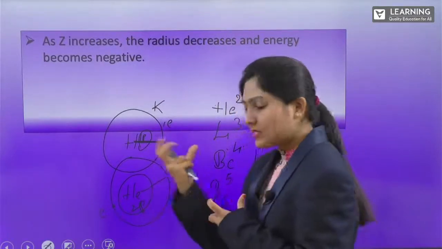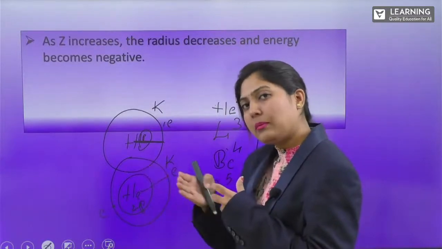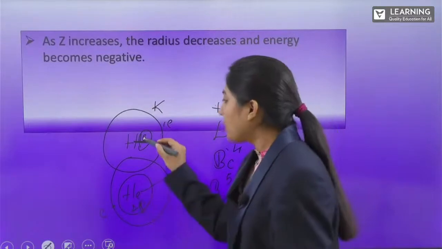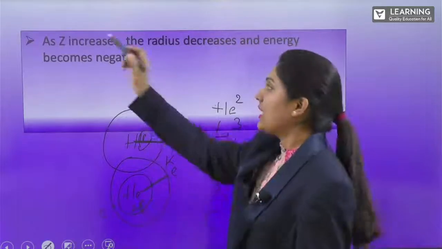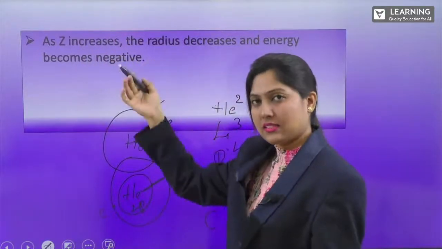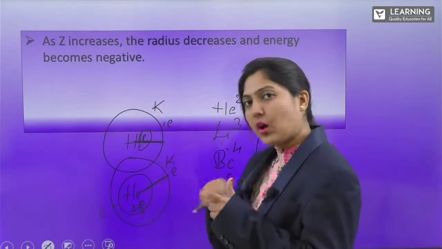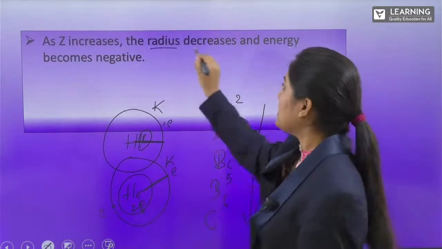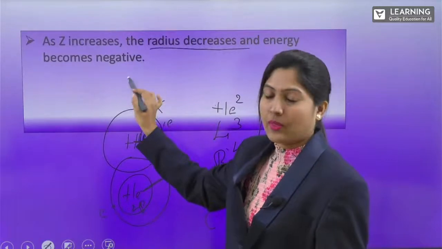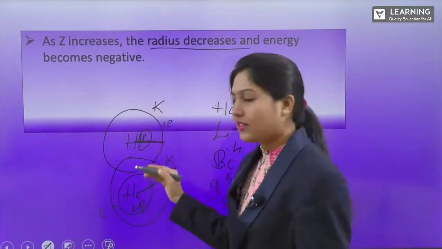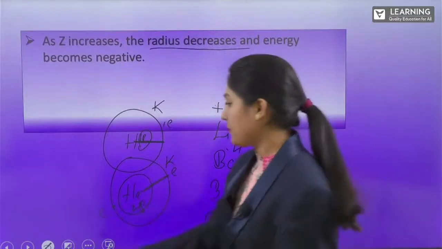So here twice it is attracting more. When someone is attracting more, then the distance between them decreases, right? So similarly, from hydrogen to helium, the radius decreases. That is what we are saying. As the atomic number increases, the number of electrons increases, then the size also decreases, the orbit also decreases, the radius decreases, and also the energy becomes negative. Why does the energy become negative? Because it is decreasing, right? So the energy present in that also decreases.